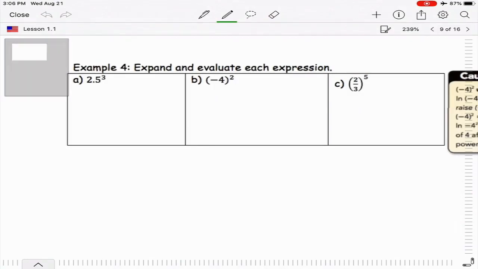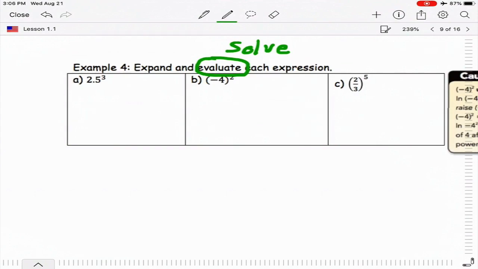Okay, example 4. Expand and evaluate each expression. Now you have to solve. What word means to solve? Evaluate. Yeah, they could use the word solve instead, but they don't. You need to know that. So whenever you see the word evaluate, it means to solve.